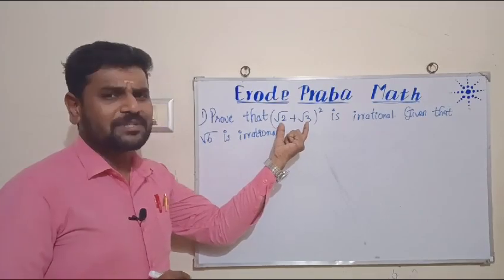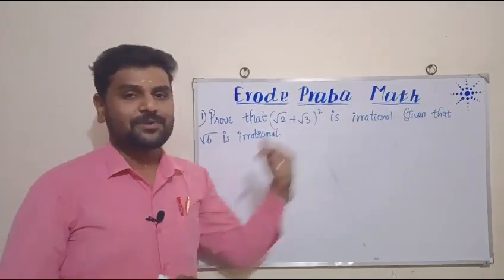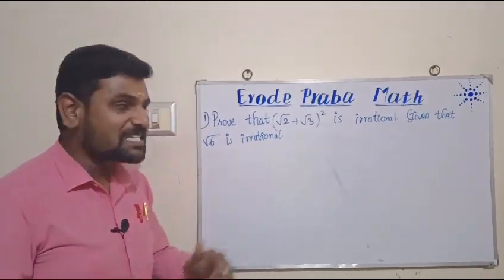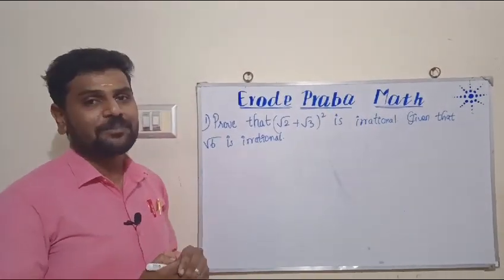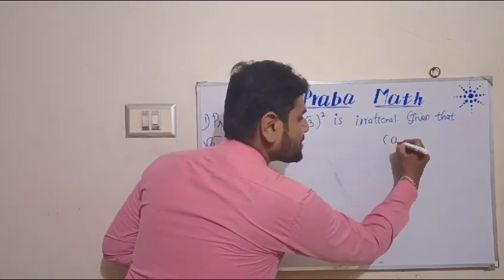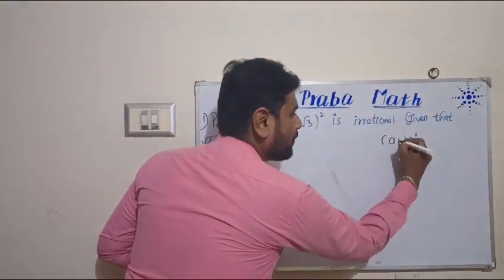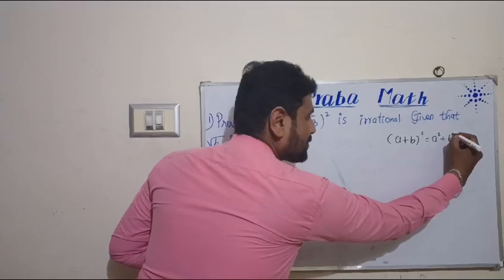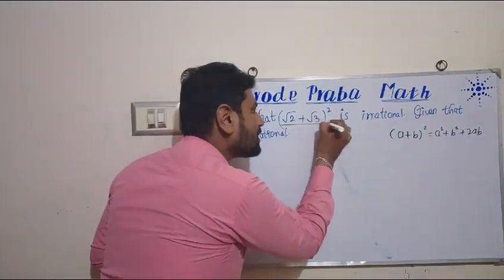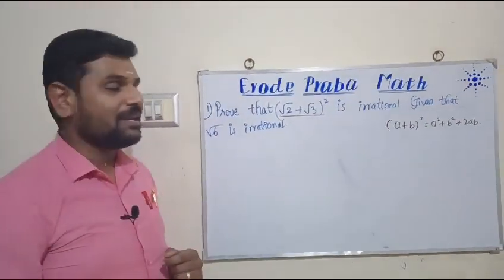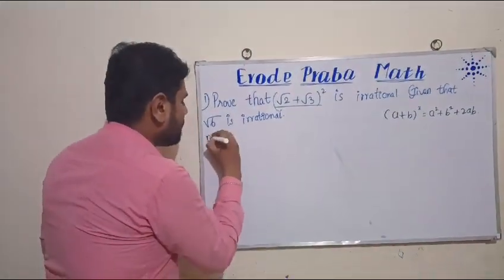Actually, what is the form of this? This is the form of (a plus b) whole square. So first we have to expand this in the form of (a plus b) whole square. What is the format of (a plus b) whole square? That is, (a plus b) whole square is equal to a square plus b square plus 2ab. First we have to expand (root 2 plus root 3) the whole square in the form of (a plus b) whole square. Okay, so I write here proof.